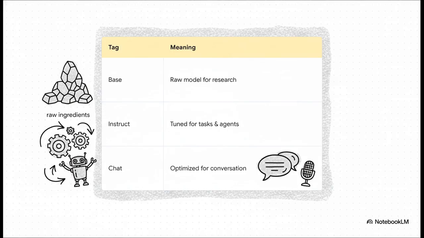You'll bump into a few other types too. Base models are kind of like raw cookie dough. They're for researchers to build on. Chat models are specifically tuned for that back-and-forth conversational style. But for most of us, instruct is the real sweet spot. It's the most versatile and useful one to start with.